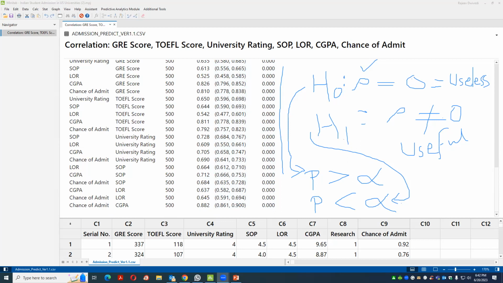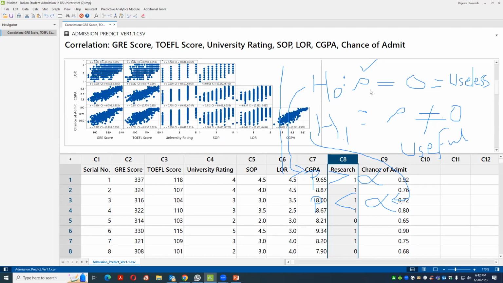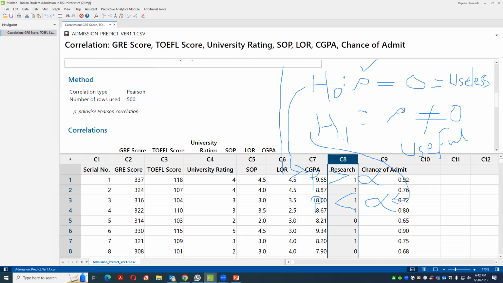Okay, perfect. Now, why do we check if there is a correlation, if there is a relationship between two variables? This is the first test before going into regression. If there is a significant relationship, then we go for regression. What is the difference between correlation and regression? Correlation is a simple relationship. Regression is a causal relationship.